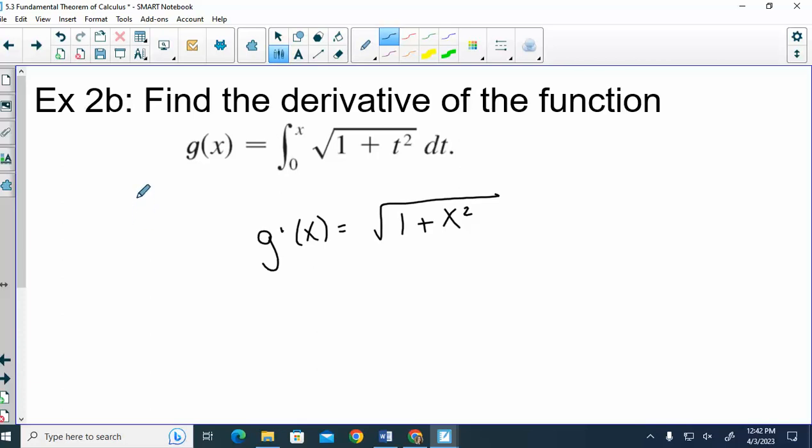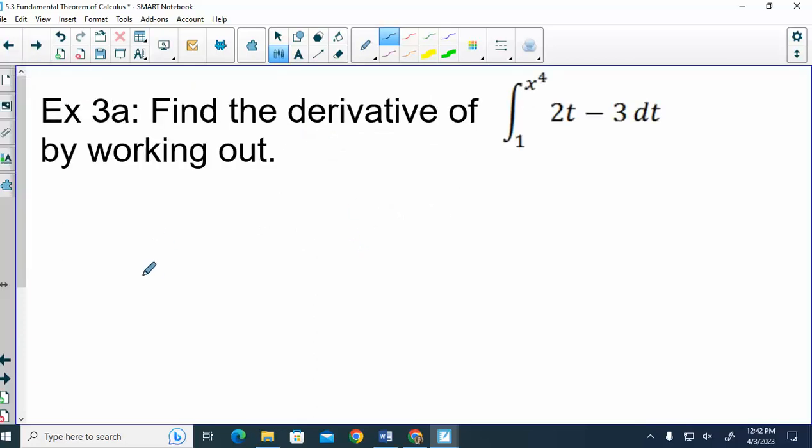Okay, now I want to see what happens if I don't have just an x here, if I put something else. So we are going to first work out a problem and see what changes, and then see if we can figure out what a shortcut might be. So if I asked you to find the derivative of this integral, first we have to do the antiderivative. So the antiderivative of 2t, minus antiderivative of 3. Okay. So I'm evaluating that from 1 to x to the 4th.